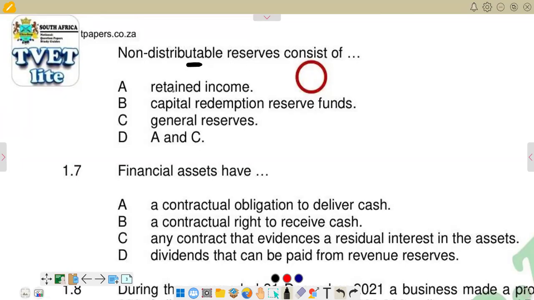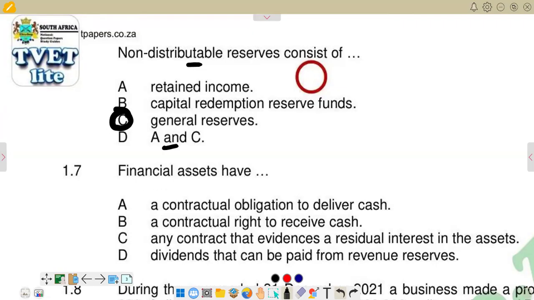So according to the answers that we are given, you'll see that retained income is distributable, general reserve is distributable. So that makes A and B out, and then we are left with capital redemption reserves. So this is the non-distributable one. Remember, capital redemption reserve represents amounts that are transferred following the redemption or purchase of the company's own shares out of distributable profits. Also we can explain it from the point of view that they are proceeds of a fresh issue of shares. So they can also be created from a fresh issue of shares. So we have got C as our most appropriate there.